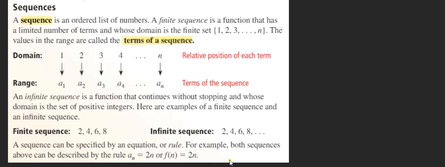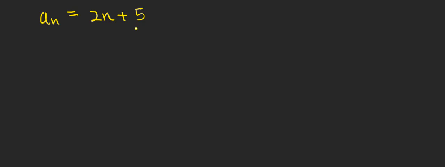Now let's look at some examples. We have a rule or equation: A of n equals 2n plus 5. So what will be the first term, A of 1? Well, instead of n, you're going to substitute 1. So you get 1 times 2 is 2, plus 5, which is 7. What about A of 2, the second term? Instead of n, you're going to plug in 2. 2 times 2 is 4. 4 plus 5 is 9.